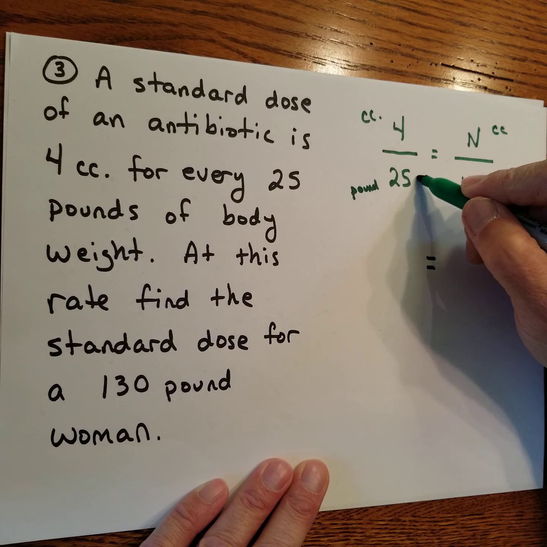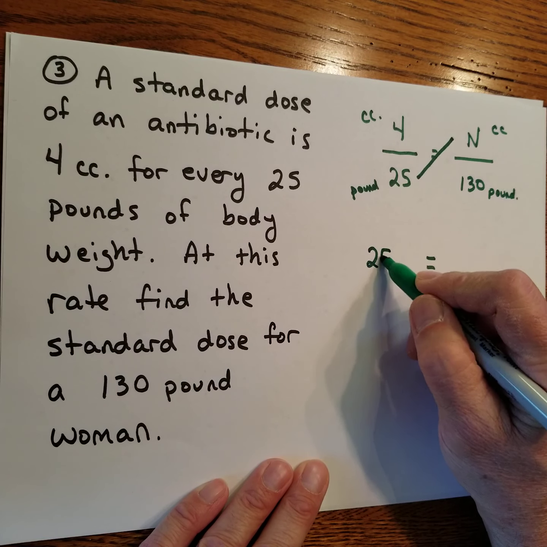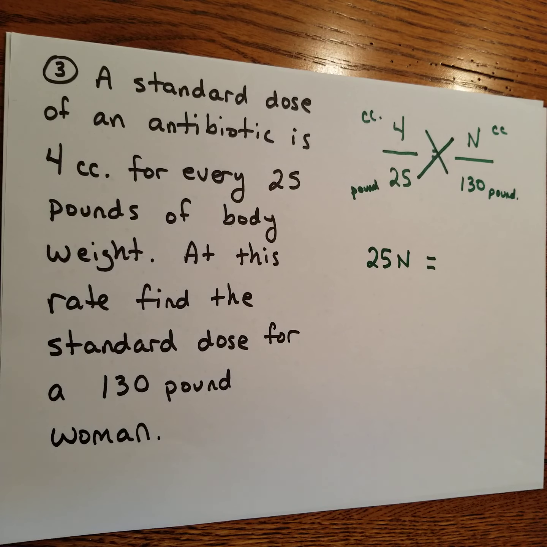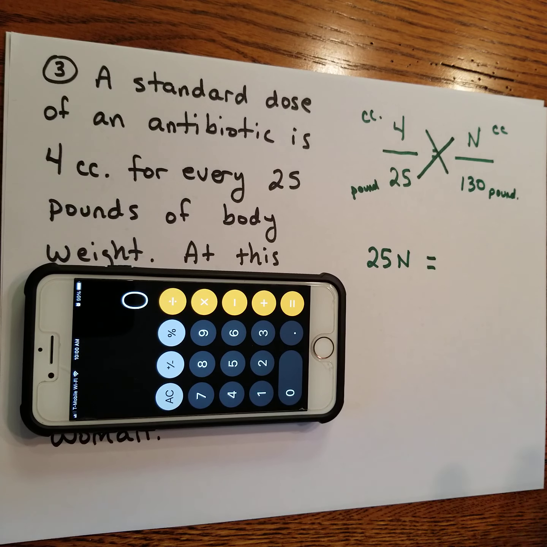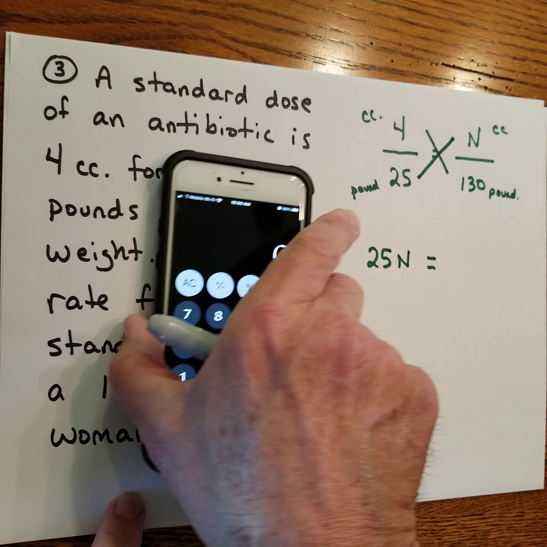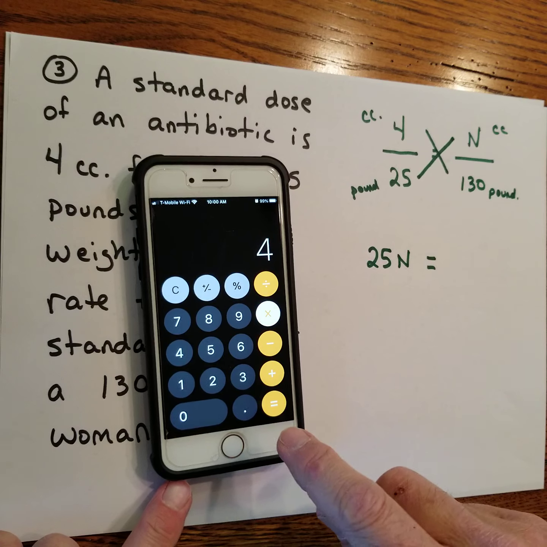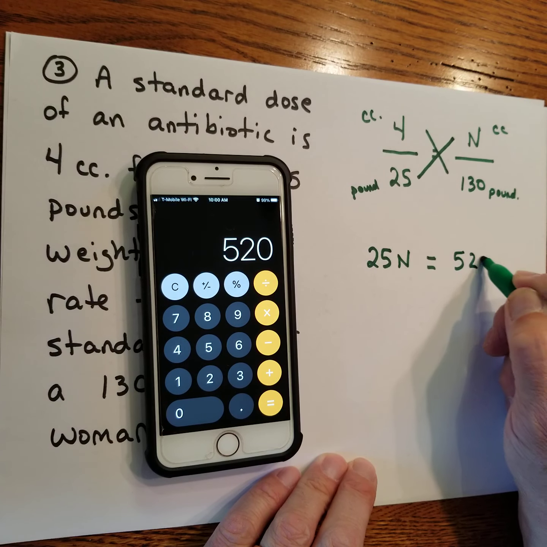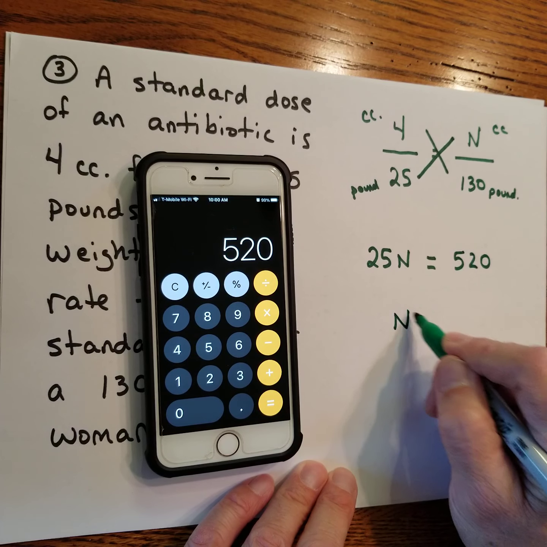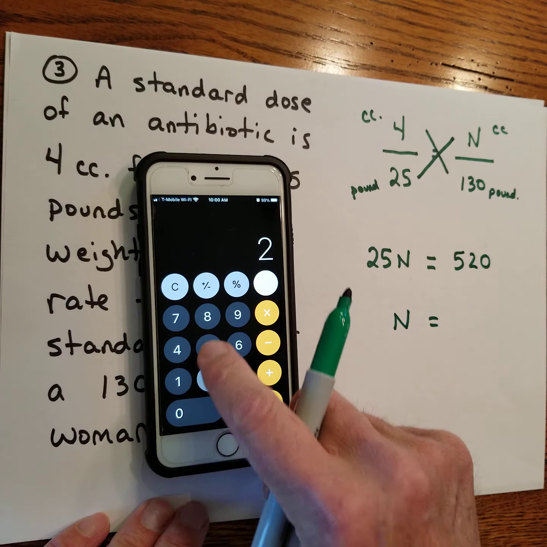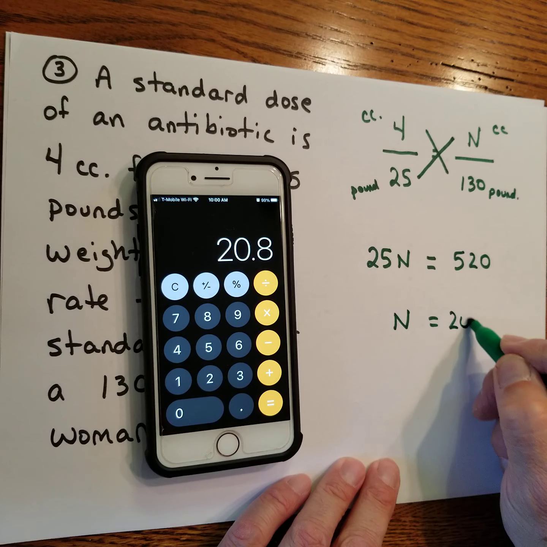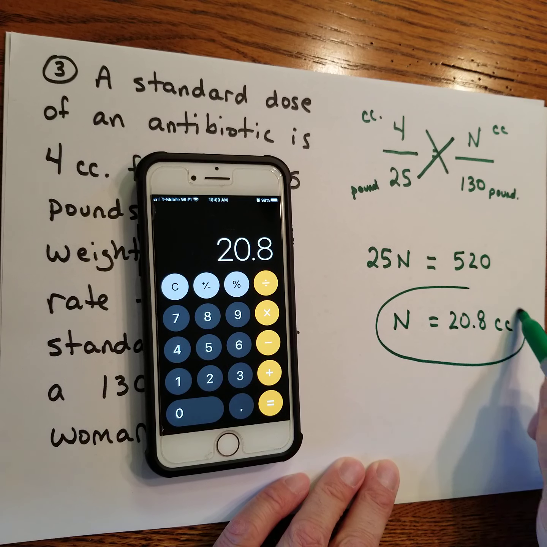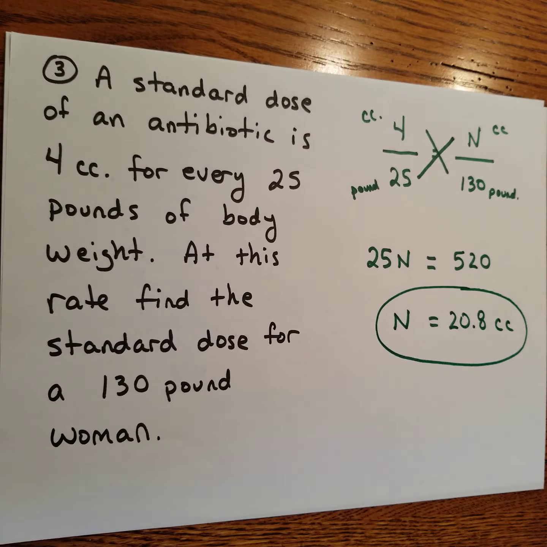Now cross multiply. 25 times n and 4 times 130. Four times 130 is 520. And when I divide by 25, I get 20.8 cubic centimeters. Nice.